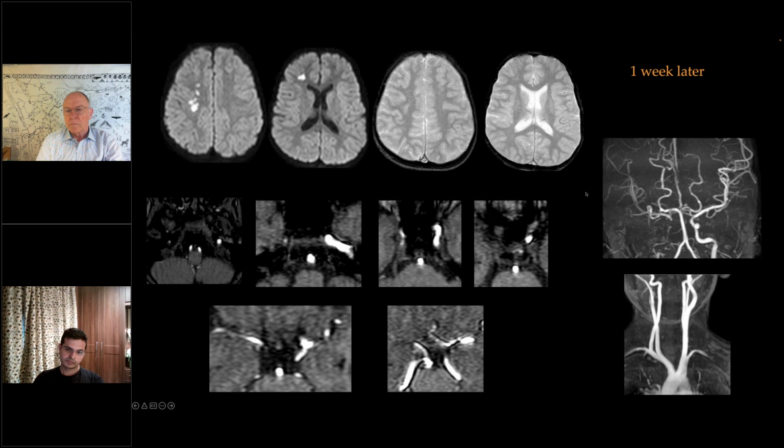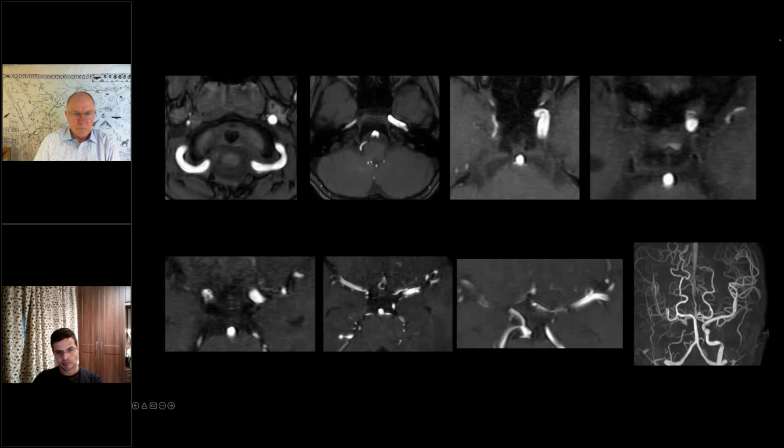Okay, and what is the interval change in the MCA and ICA as compared to the previous scan? Is the stenosis improving or is it the same? Are there any new arteries involved? This is the scan in October. As you can see, the right ACA is even better demonstrated on the follow-up scan.